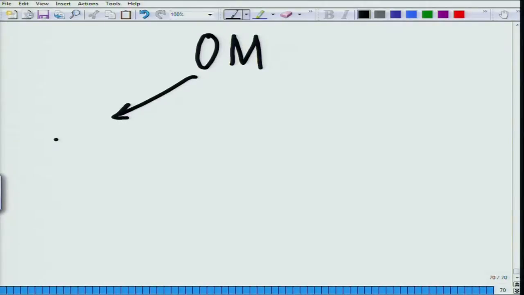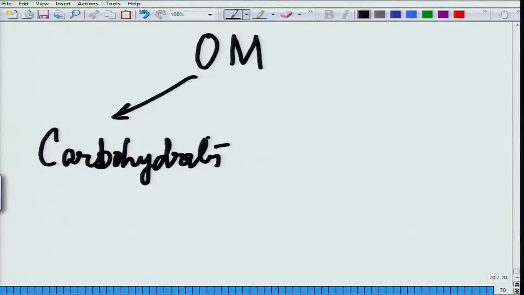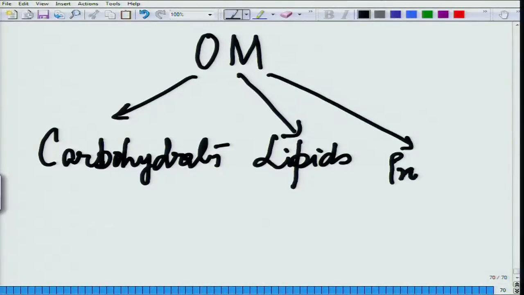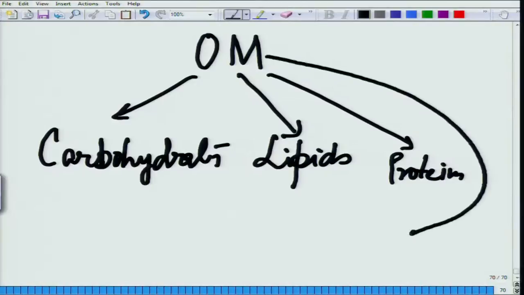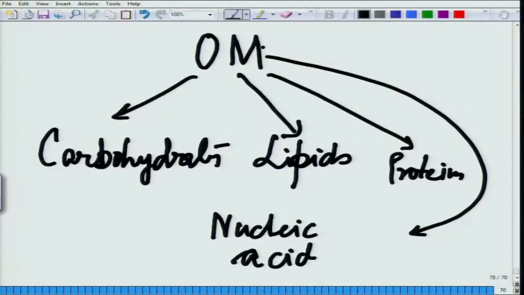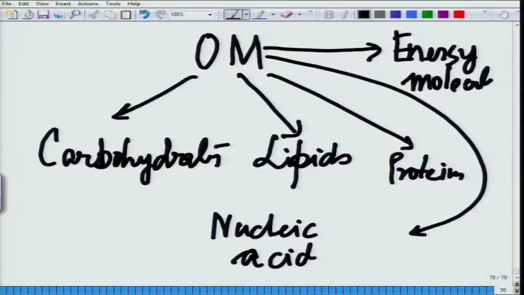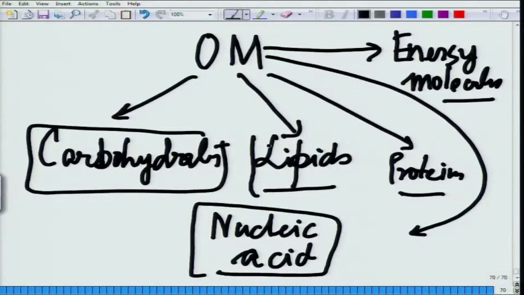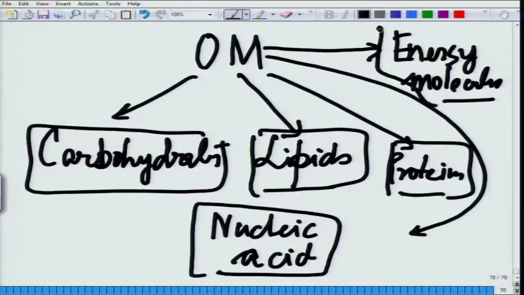Organic molecules fall under carbohydrates, lipids, proteins, nucleic acids, and energy molecules. As we go through this whole course, on innumerable occasions we will be touching upon these. So, at this stage I will give you an overall idea about their structure and where they are present, and as we proceed through the course, we will go in depth with these different structures, how they look, where the changes are taking place, and so on and so forth.